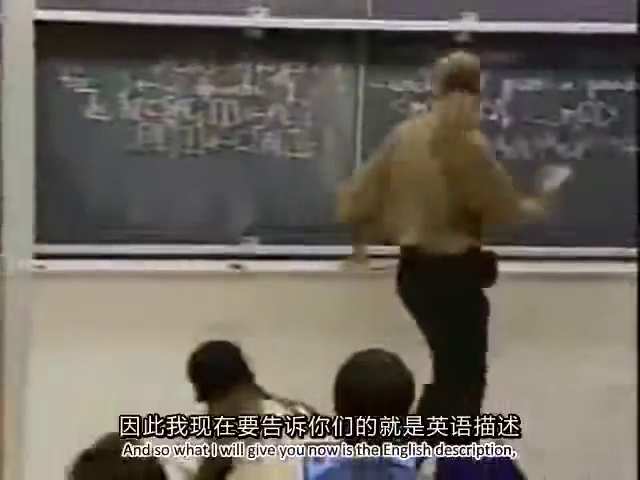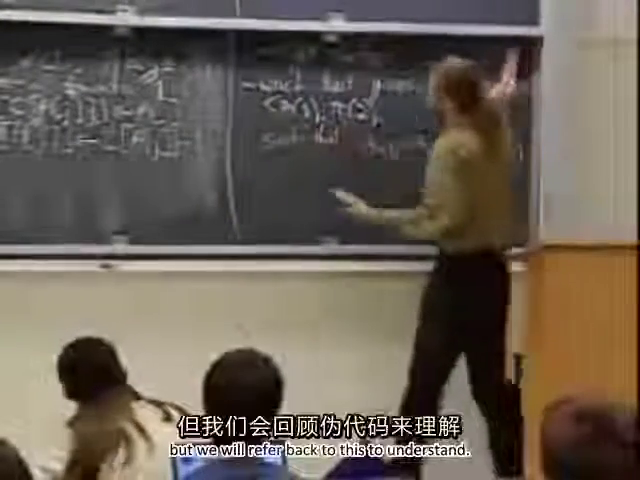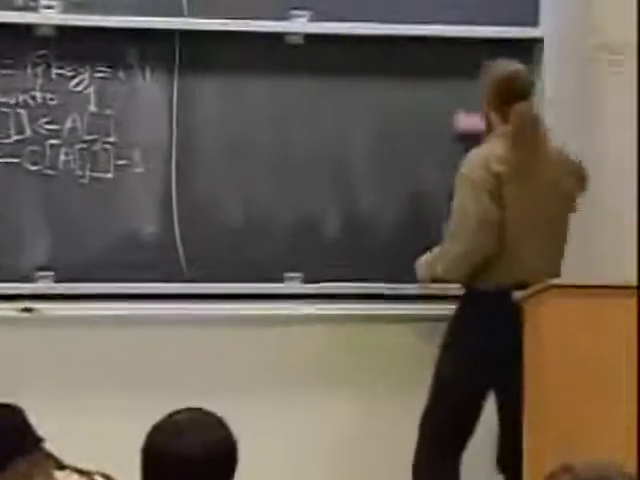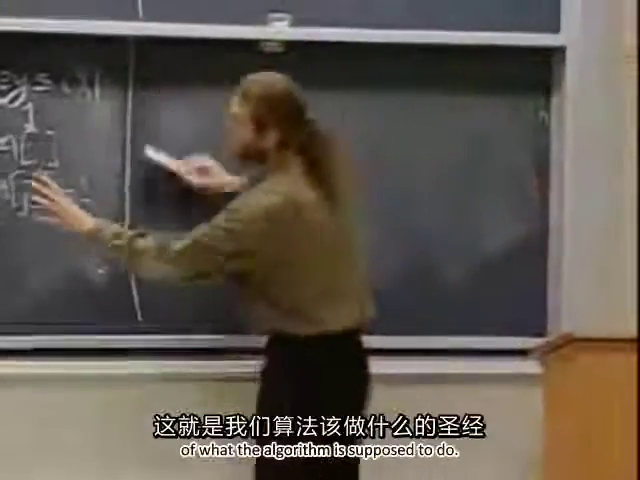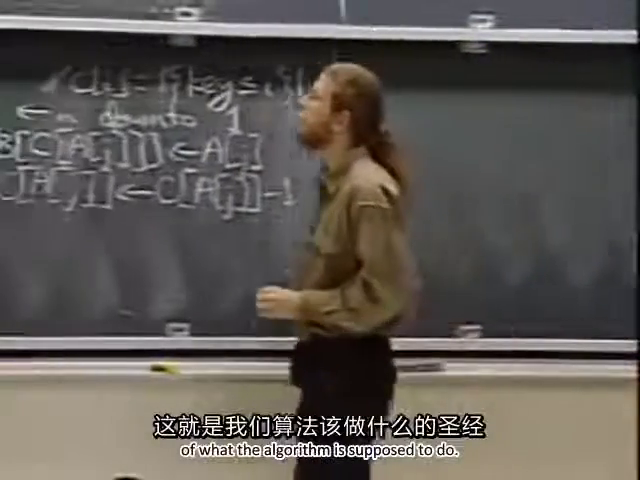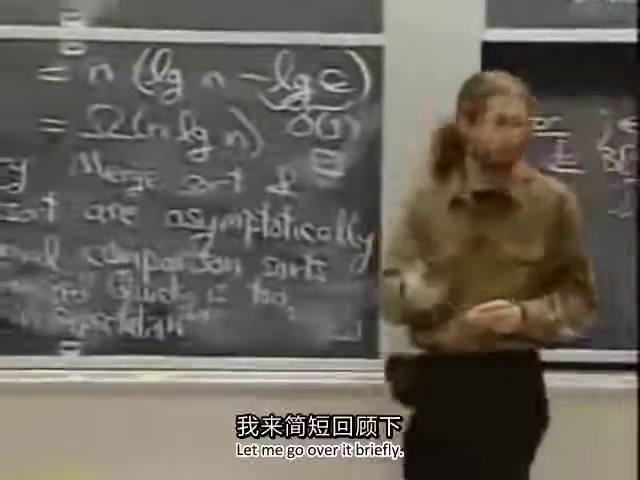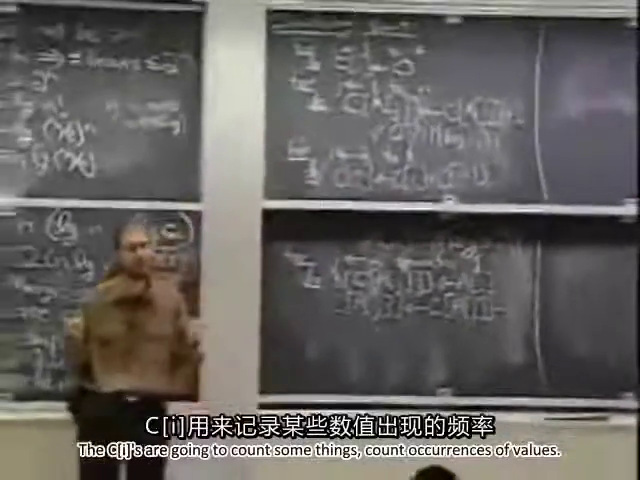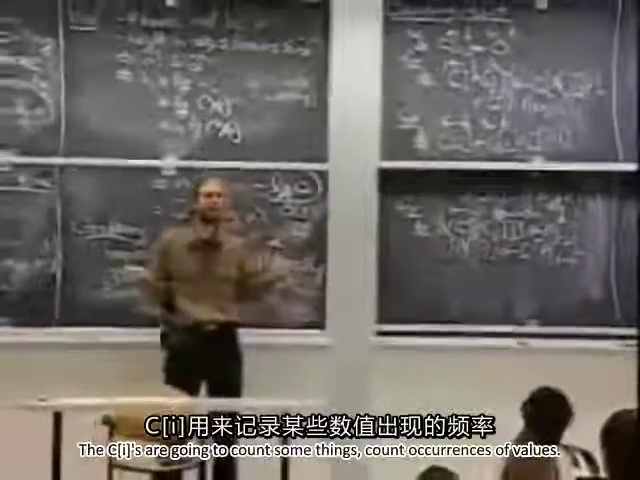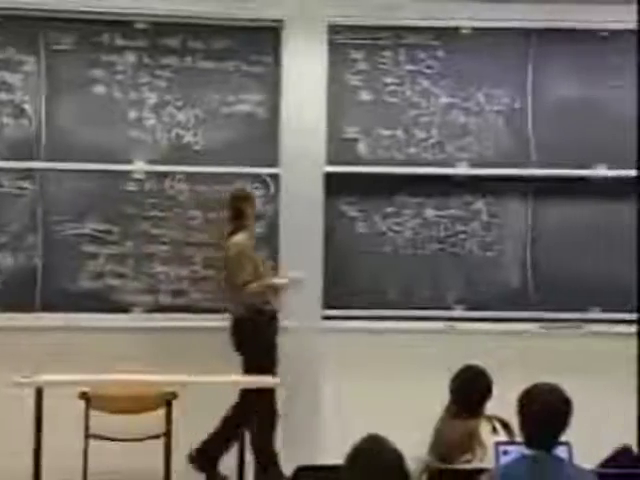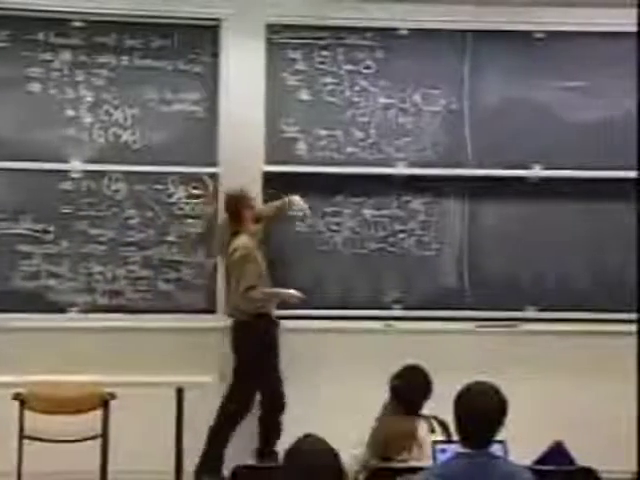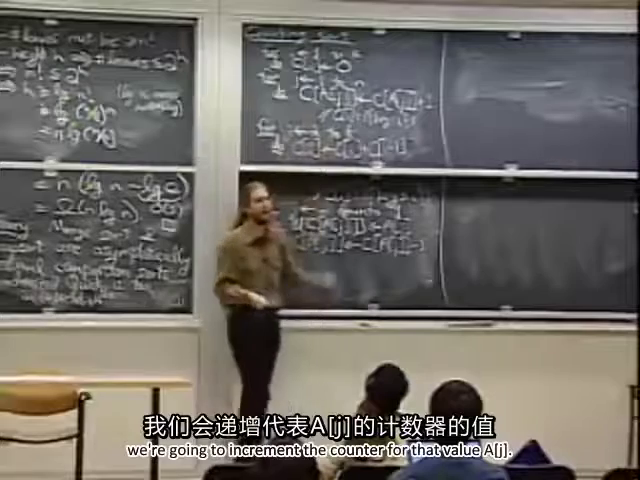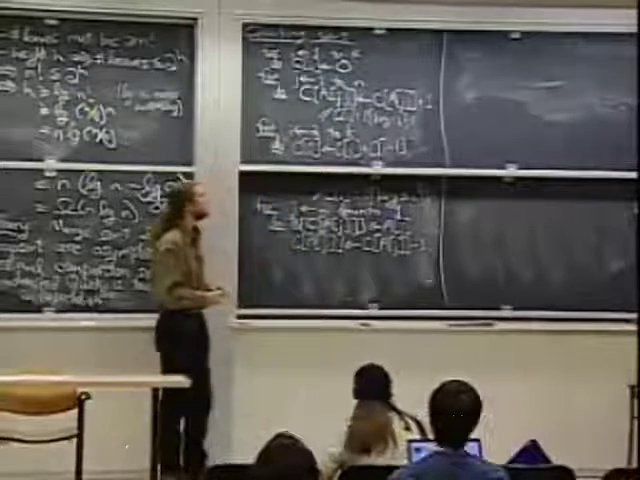So what I'll give you now is the English description, but we'll refer back to this pseudocode to understand. This is sort of our Bible, what the algorithm is supposed to do. Let me go over it briefly. First step is just some initialization. The C[i]s are going to count occurrences of values. So first we set them to 0. Then for every value we see, A[j], we're going to increment the counter for that value, A[j].